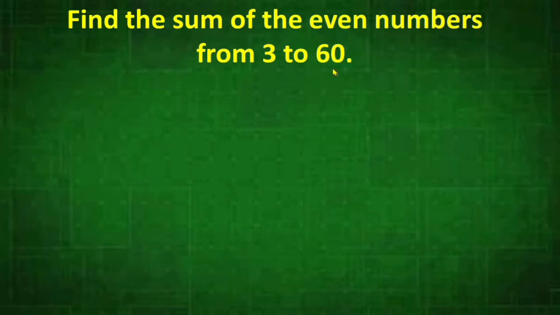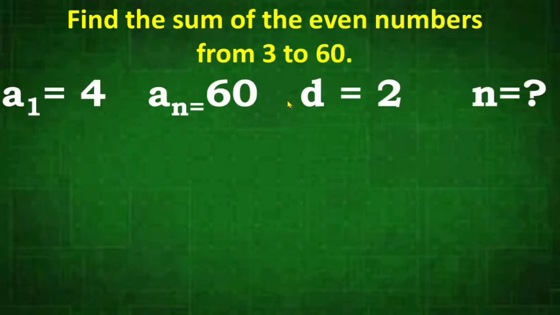Now, is 60 an even number? Yes. So meaning to say our last number is 60. But how many terms is from 4 to 60? So we don't know the number of terms from 4 to 60. So we're going to find first n.